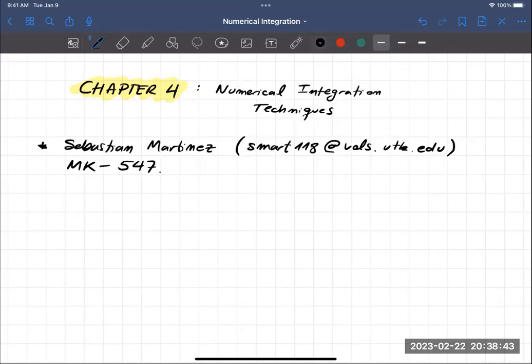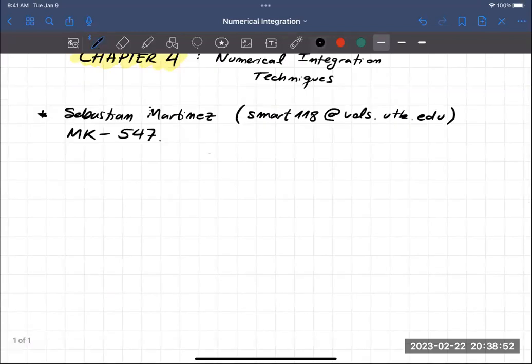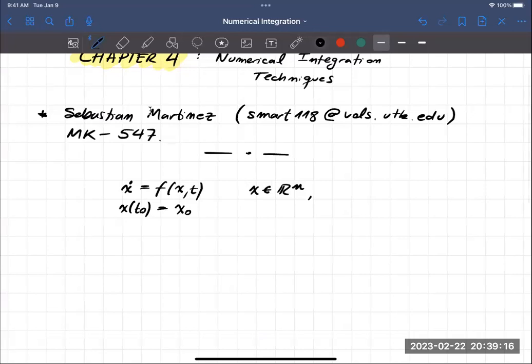So first of all, what we need to know here is that we're going to be dealing with some power system, right? Which is going to be modeled by this kind of equation, x dot equals f of x comma t, with some initial condition x of t0 equals x0. And we know that the state variables in general are going to be n state variables, and consequently our initial conditions are going to be n initial conditions too.